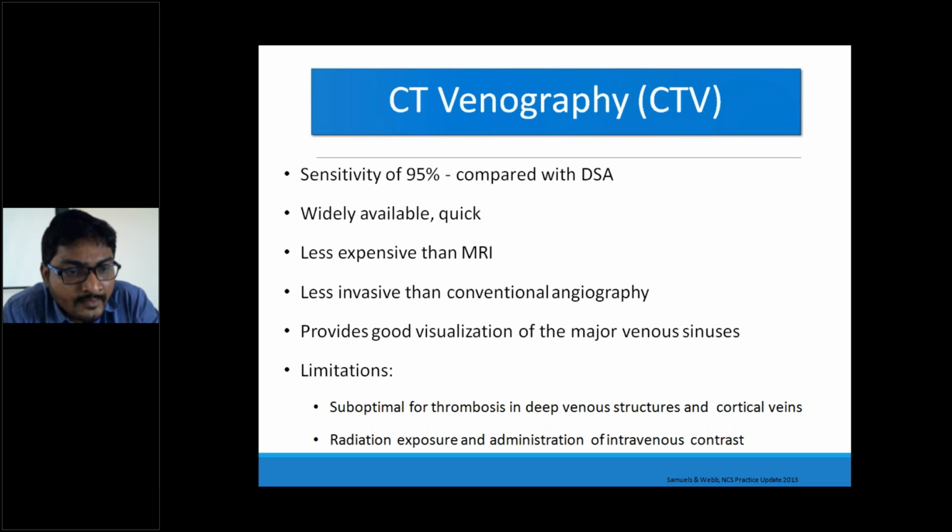Sensitivity of 95%, right? Widely available and quick, right? CT venogram we can do, venography you can do. Less expensive than MRI, less invasive than conventional angiography, provides good visualization of the major venous sinuses. Yes, we can see superior sagittal sinus, transverse sinus, inferior petrosal sinuses. We can even see cavernous sinuses, right? Limitations are that some deep structures we can't see, and there is radiation exposure, and intravenous contrast administration is needed, and that is the limitation.